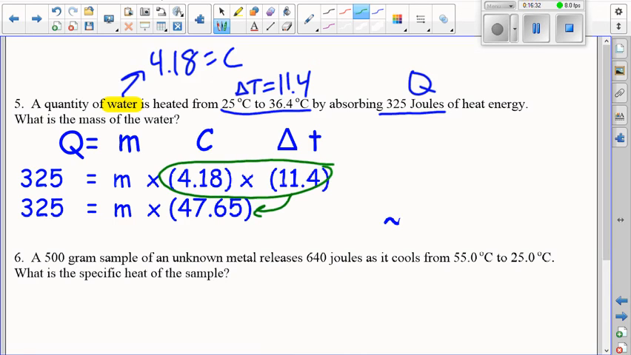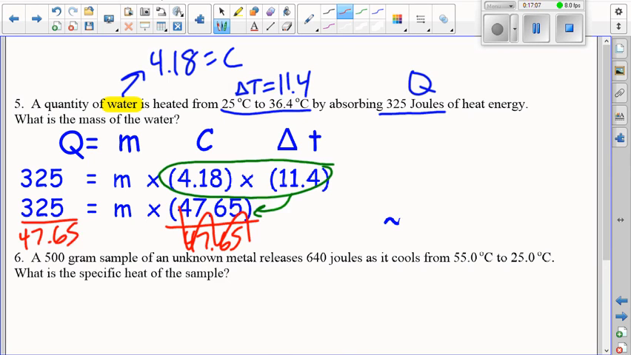Now what do I have to do to both sides to get my M by itself? Divide by 47.65. And just remember, lots of times we'll be tempted to say, hey, subtract the 47.65. But remember, subtraction is the opposite of addition. So if this was plus 47.65, that would work. But division is the opposite of multiplication. So I need to go ahead and divide both sides here by my 47.65. It'll cancel out over here.